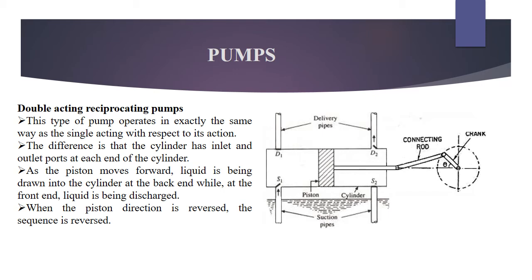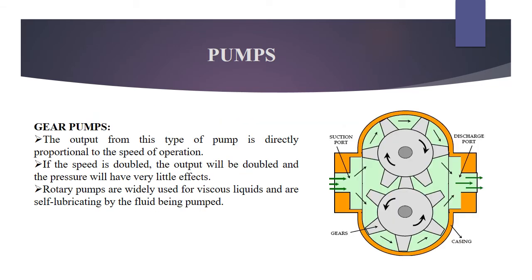During this operation, with movement of the piston to the right hand side, the suction valve can be open, suction 1 is open. At that time suction 2 is closed, then delivery 2 is open, then water can be discharged through delivery 2. After the displacement to the left hand side, simultaneously the vice versa happens. The output from this type of pump is directly proportional to the speed of operation.